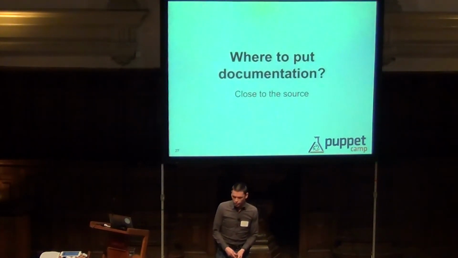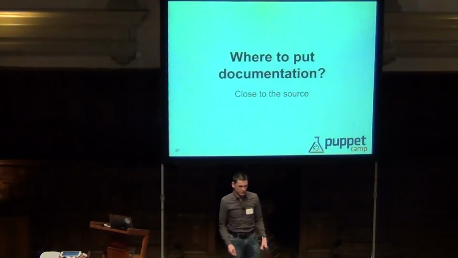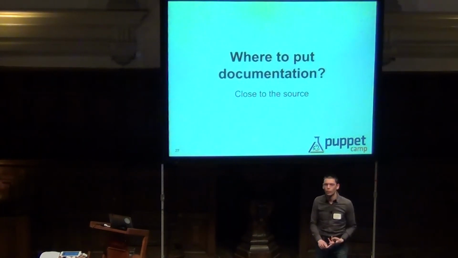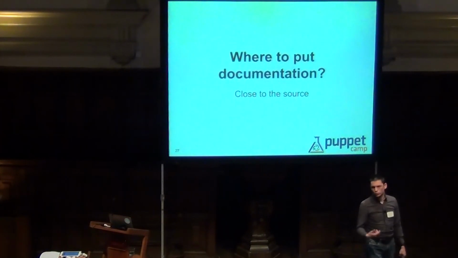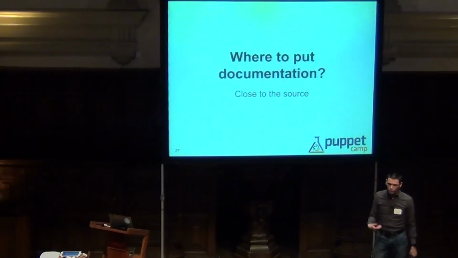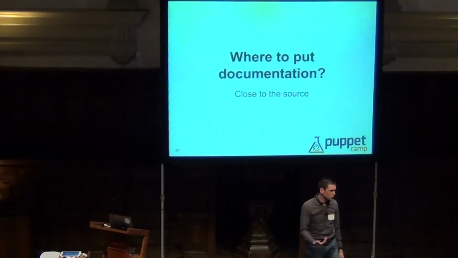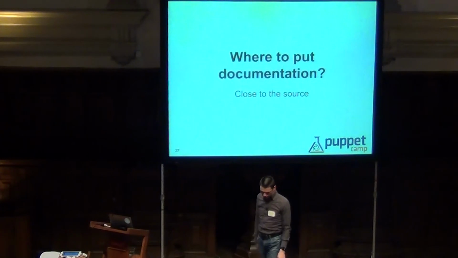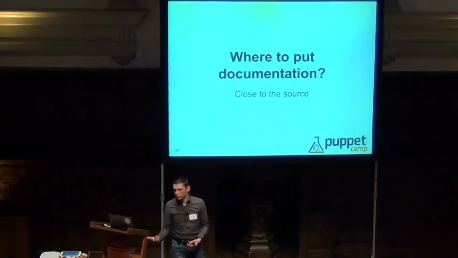Then a question that very often comes up: where to put the documentation. I've seen it in multiple places. I've seen it in Google Docs, I've seen it in wikis, I've seen HTML pages. I prefer the documentation as close to the source as possible. So what we do is we add readme.md files to modules. We add stuff in comments above the actual classes and modules, and I like to use Markdown for it.